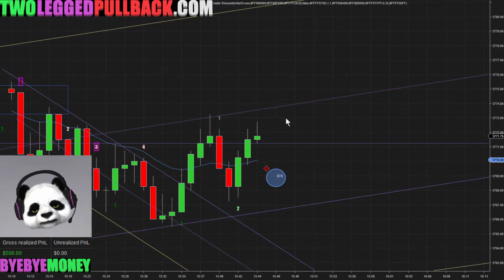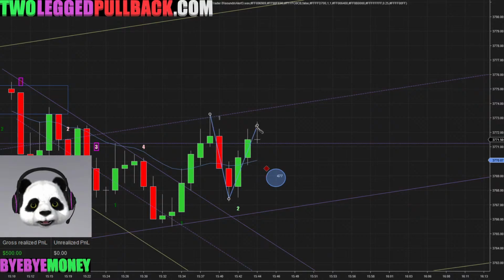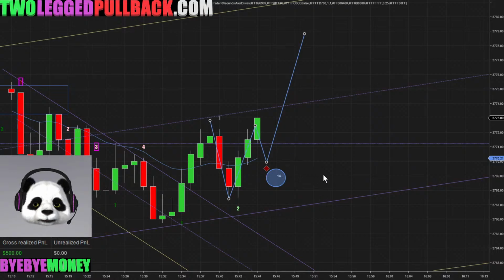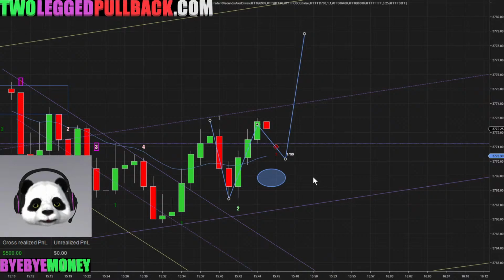Just waiting. I'll redraw this line to make it cleaner. A, B, C, that's what we're waiting for. We cannot have this pivot high break above this pivot high, or else we lose our two-legged pullback. From the looks of it, it's going to break above this pivot high, unfortunately. I don't know if I'm going to get my two-legged pullback, but we'll see.